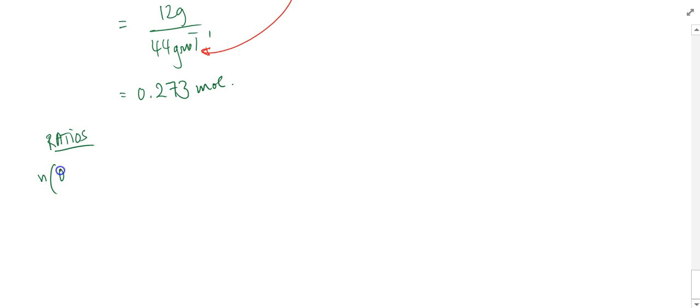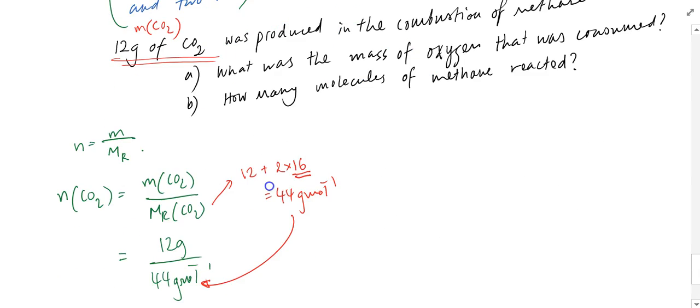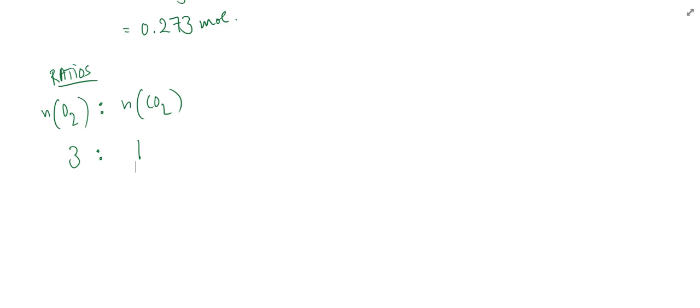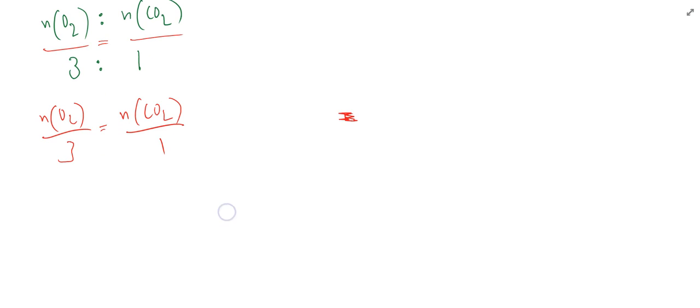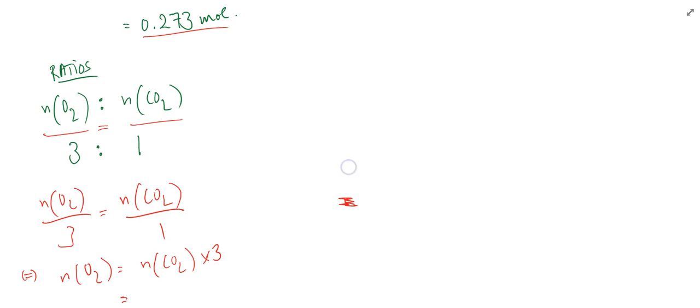Now the number of moles of oxygen in ratio to the number of moles of carbon dioxide, according to the equation, 3 moles of oxygen are consumed every time we make 1 mole of carbon dioxide. So it should be 3 to 1. So we just put fraction lines here and an equal sign in between, and we get our mole ratio. And we do some rearranging of these fractions here to get that. Do we know what the number of moles of carbon dioxide are? Yes, we've worked it out up here. So we just bring that down.